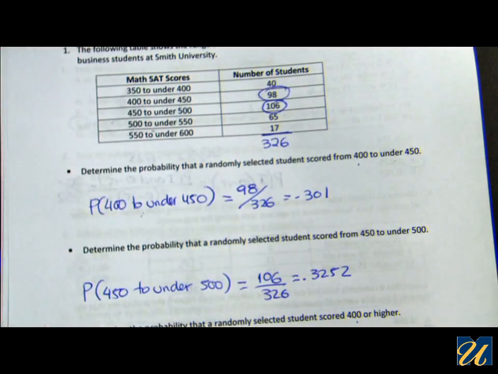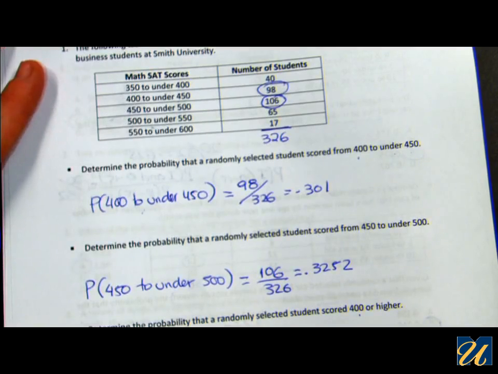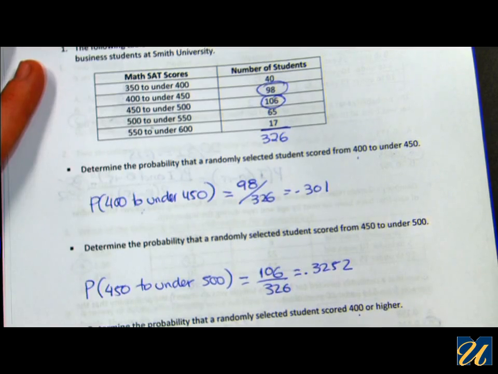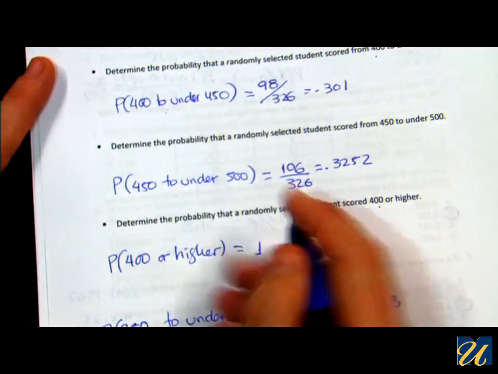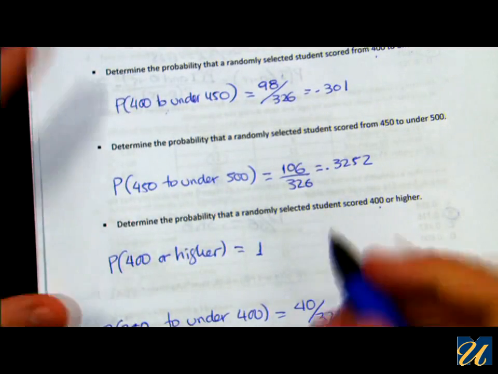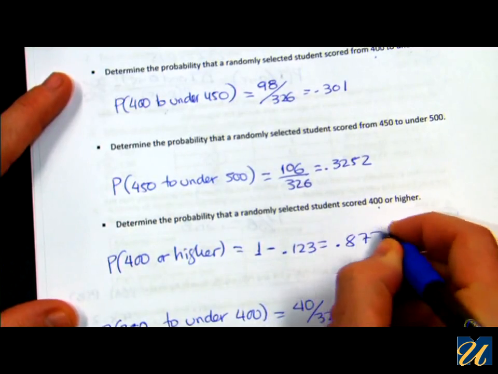So basically, what we need to do is find the probability of 350 to under 400, which is 40 over 326, 0.123. And then we take 1, which is the total for all the probabilities, the sum of all possible probabilities for the event, minus this probability, 0.123, and that will be 0.877.